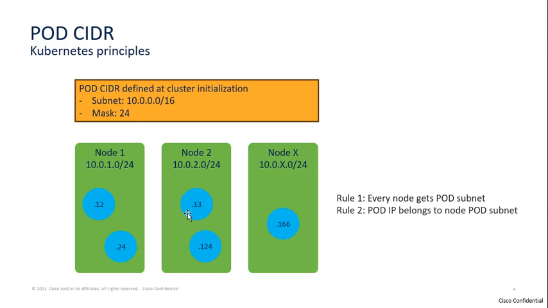The second rule is that when the pod is scheduled to run on a given node, the pod IP address belongs to the node pod subnet. When the pod is evicted from the node, when the node location changes, the pod location changes, then the pod IP address will also change.